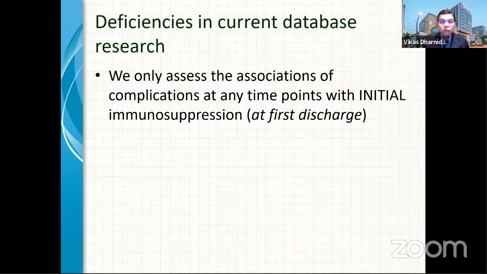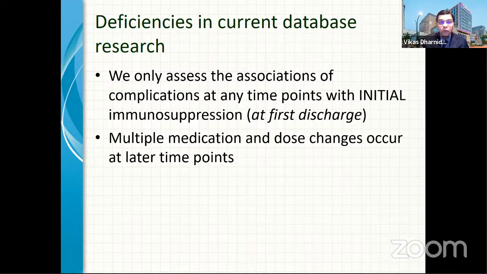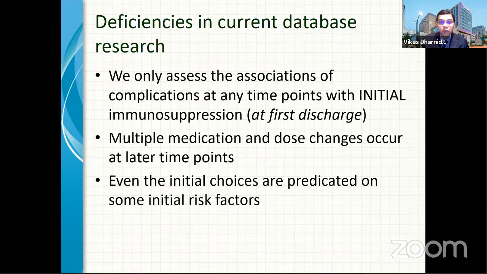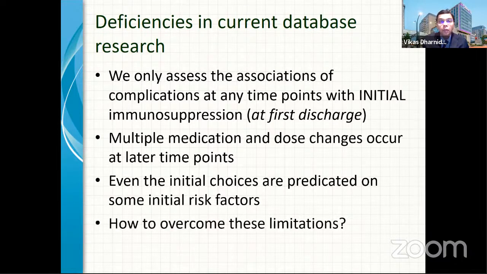And those were data that the OPTN could capture well, but then there was very poor capture of the subsequent immunosuppression changes that happened through the first year. And we all make multiple medication and dose changes during that point. So even the initial choices of medications are predicated on some initial risk factors that we utilize subconsciously. So how do you adjust for that?